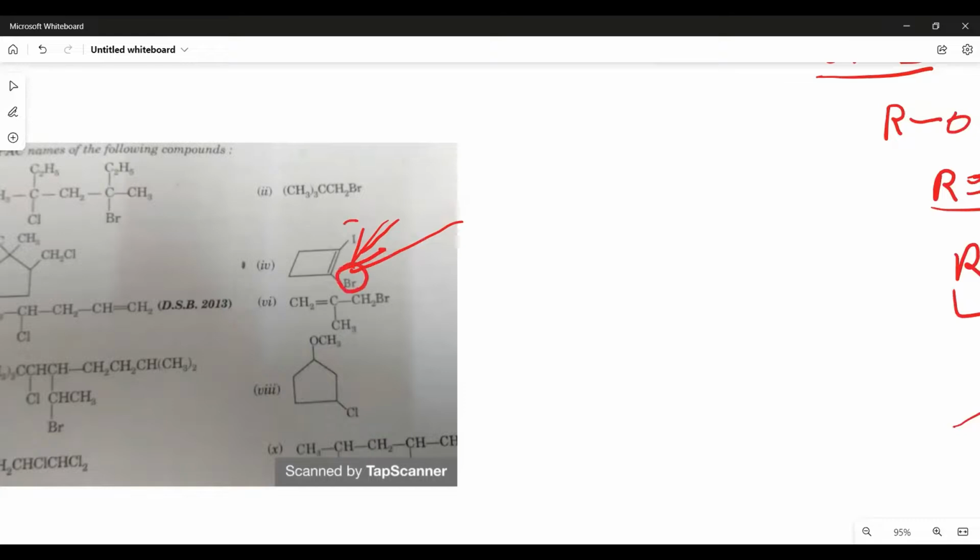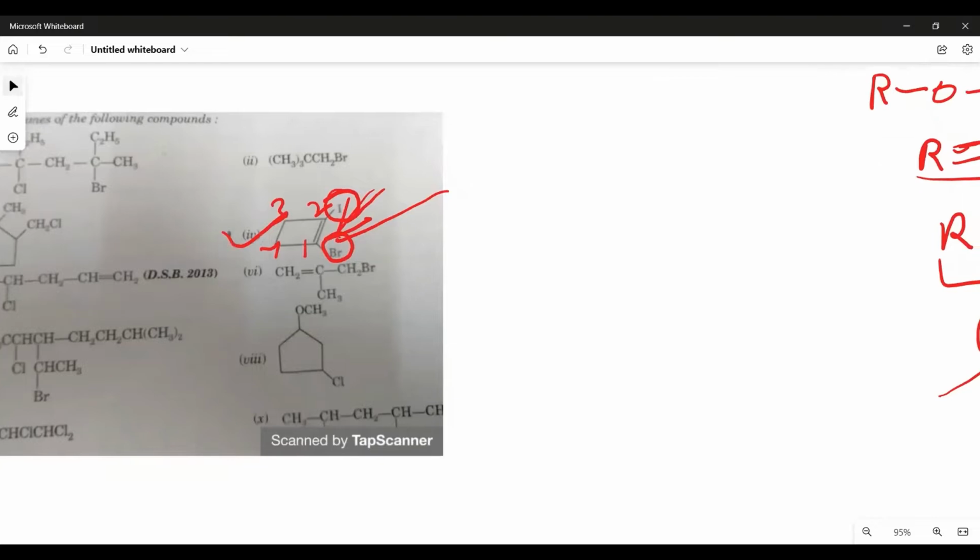तो Br और I में Br will come first in alphabetical order. So nomenclature will become 1, 2, 3 and 4. So it is 1 bromo 2 iodo. ये 1 iodo 2 bromo नहीं होगा. It is 1 bromo 2 iodo cyclobute 1-ene. So this will be the nomenclature for this particular compound.